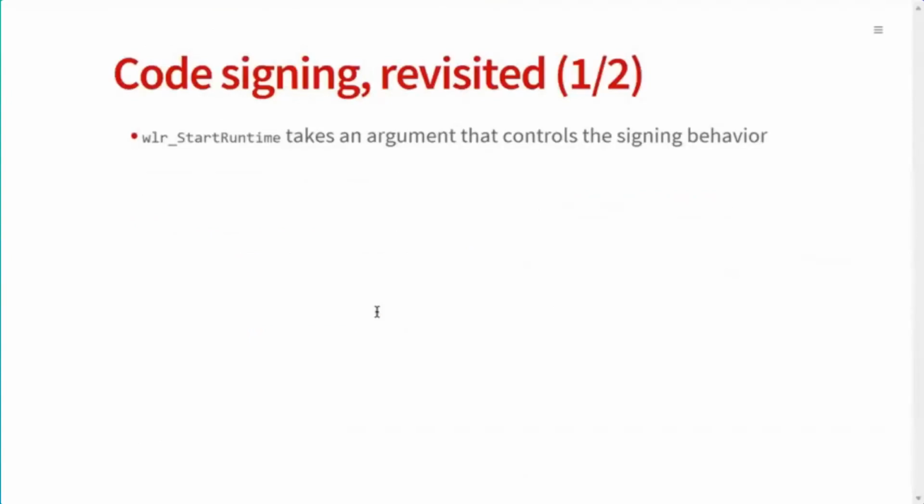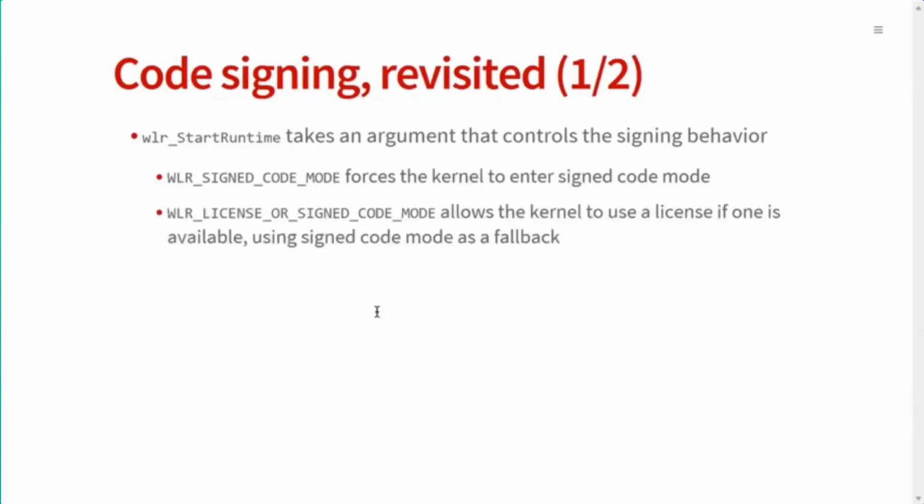But an issue that this brings up is there's an argument for WLR_start_runtime that controls the signing behavior. For example, if you give it signed code mode, that forces the kernel to be locked down and use code signing. But an alternative is WLR license or signed code mode, which allows the kernel to use a license if one is available, and only if it isn't do we use signed code mode. This is the option that we prefer for development.